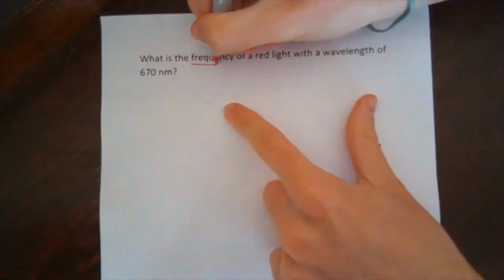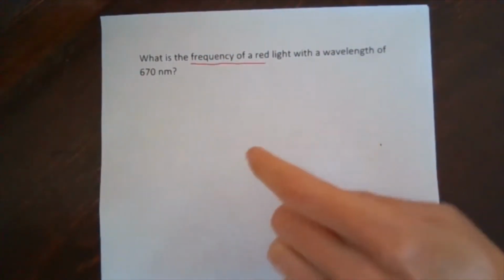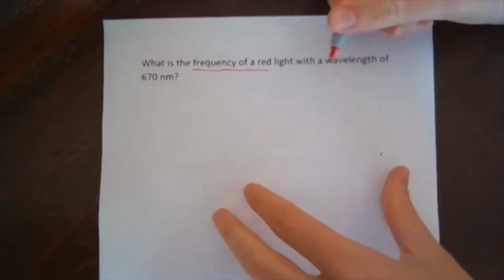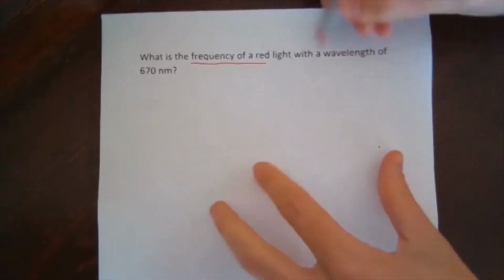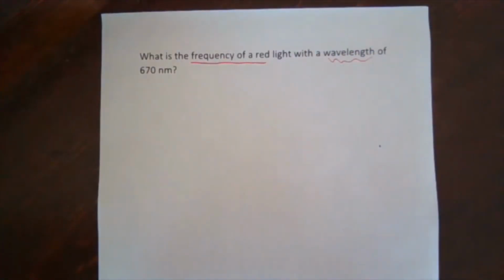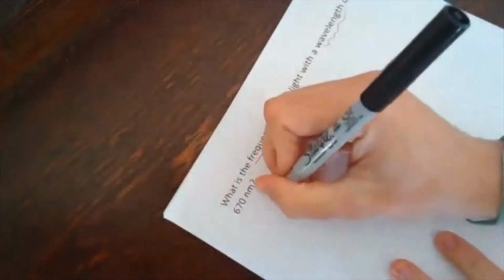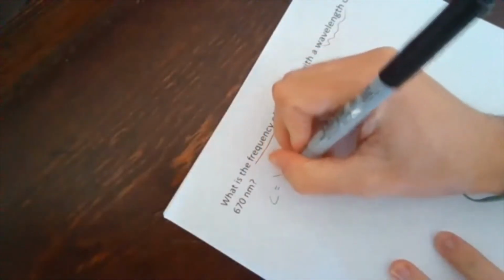I want to know the frequency of a light. And so when we're looking at frequency, one of the things that we can always relate it to is going to be wavelength. So at the point in time when we're talking about light as a wave, these wave properties, we know that frequency and wavelength are going to be related. And they're related by our equation c is equal to lambda times nu.